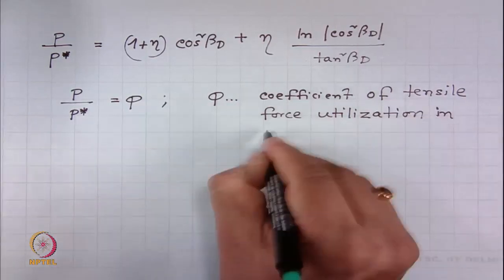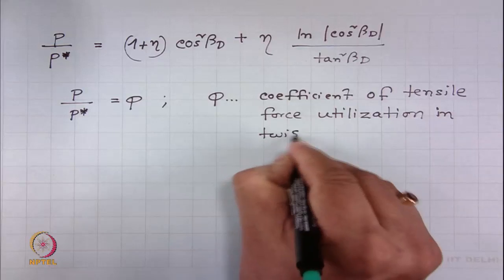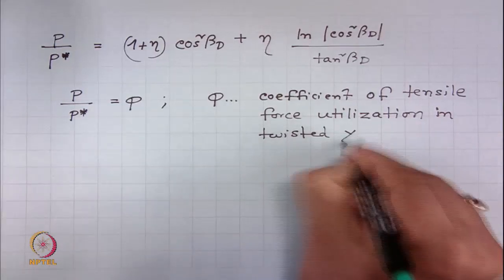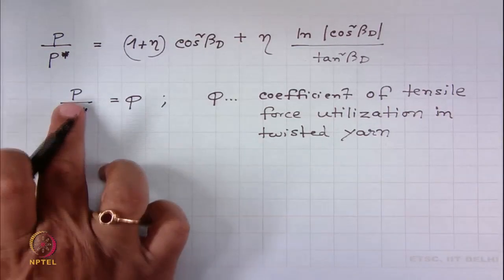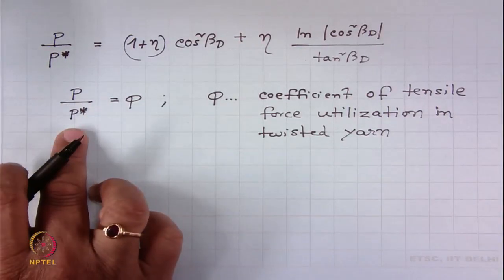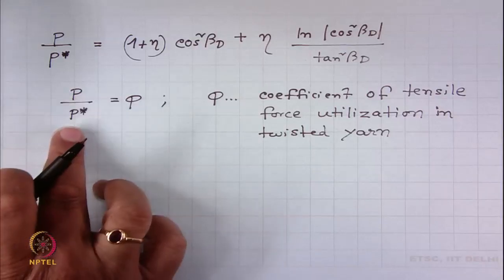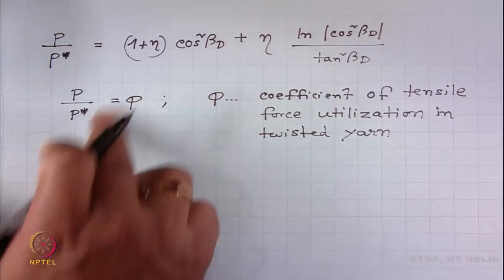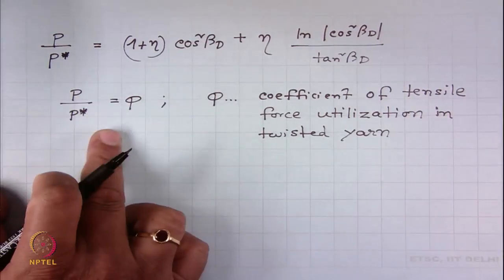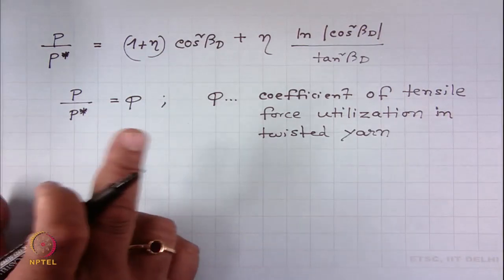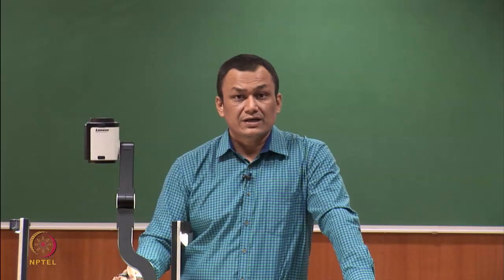In twisted yarn, the material remains same, fiber material remains same, however, this is yarn, this is parallel fiber bundle. So, there is the influence of actually obliquity. So, this quantity characterizes structural effect in the yarn.